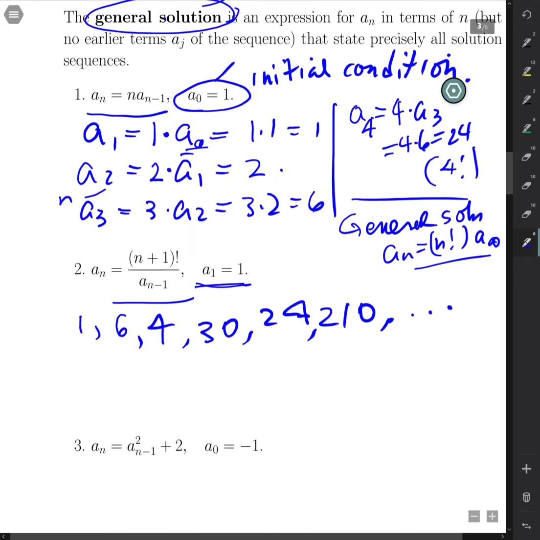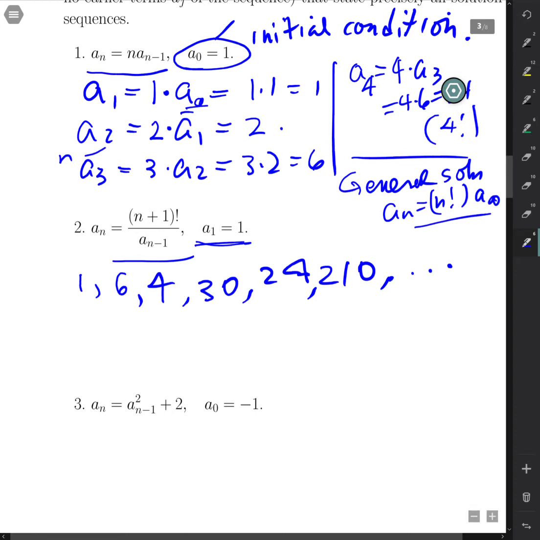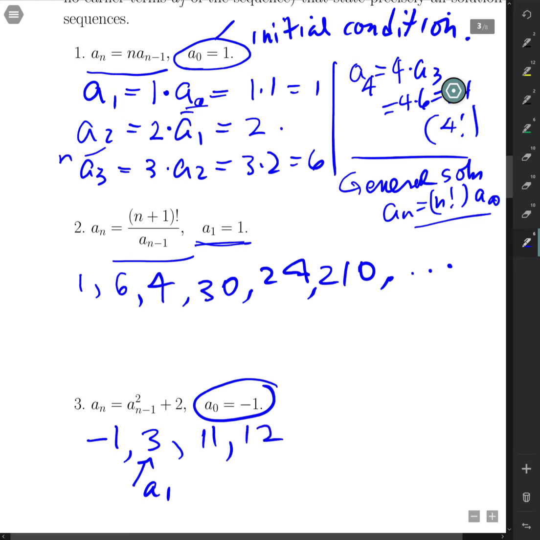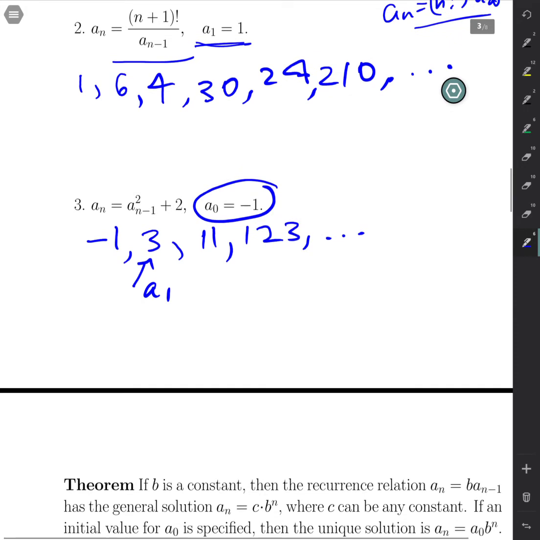All right, so a third one like that, an is the square of the previous term, an minus 1 squared plus 2. And if you do this thing here, you'll get, with this initial condition, minus 1, and then a1 is 3, a2 is 11, a3 is equal to 123, and it goes on like that, right? So again, you should check that, pause it, check it, see if you get those things.